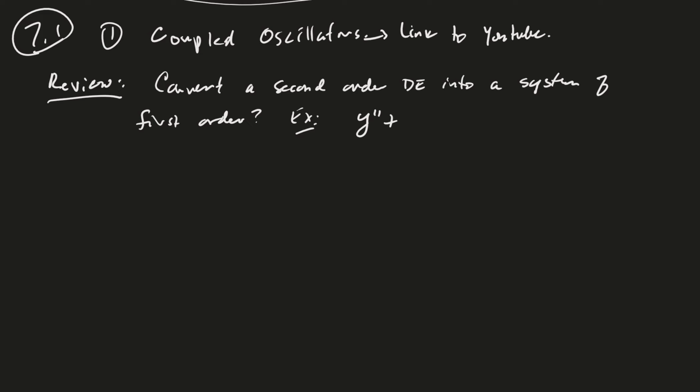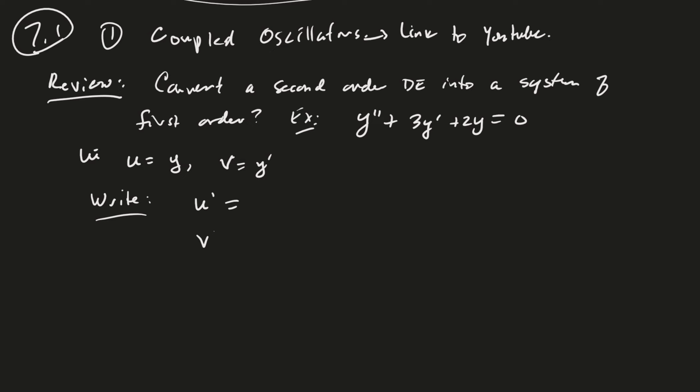y'' + 3y' + 2y = 0, and you might remember that this is actually the model for a single spring mass system. Okay, and the idea is we need some new variables here, so we let u be equal to y, say v equals y', and now we write the system for u and v, right? u' equals and v' equals.